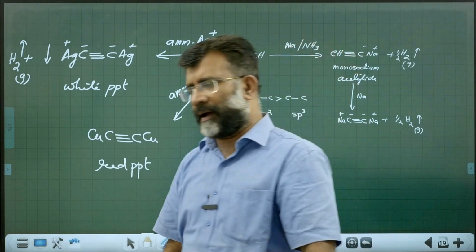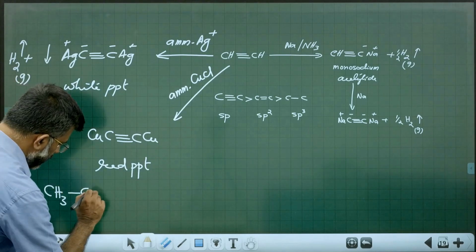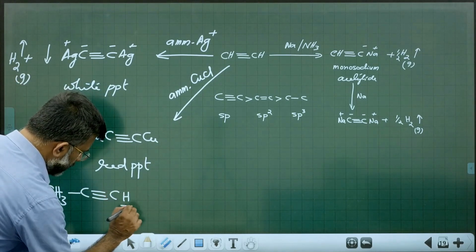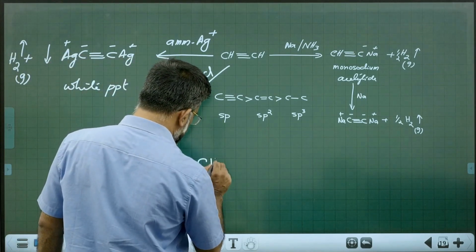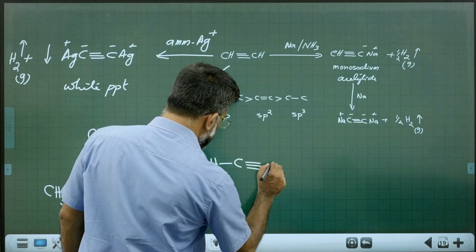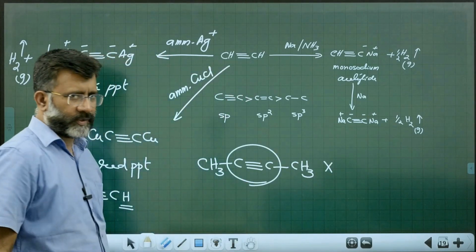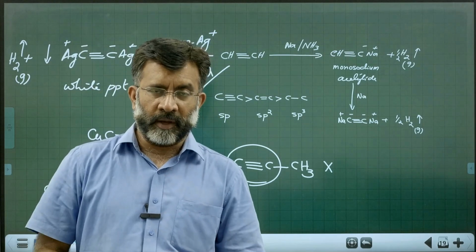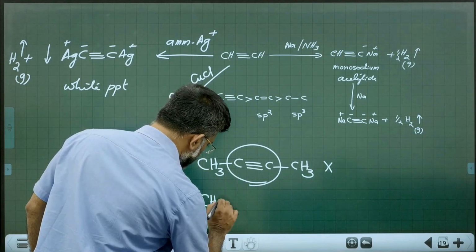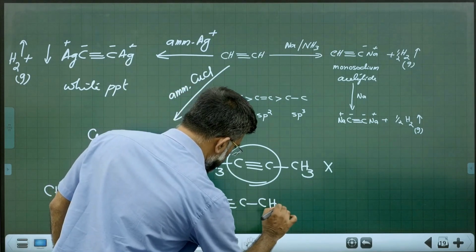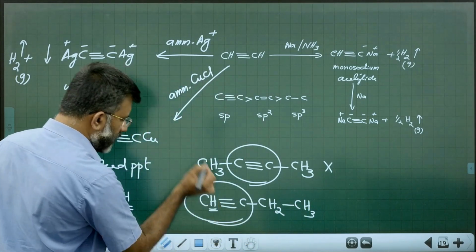Only terminal alkynes. If you take propyne, you will get a similar reaction, but only a one step reaction, as there is only one acidic hydrogen present. But you don't get that reaction in 2-butyne as there is no acidic hydrogen. This is 2-butyne, while this is 1-butyne. 1-butyne can give the reaction as there is an acidic hydrogen.